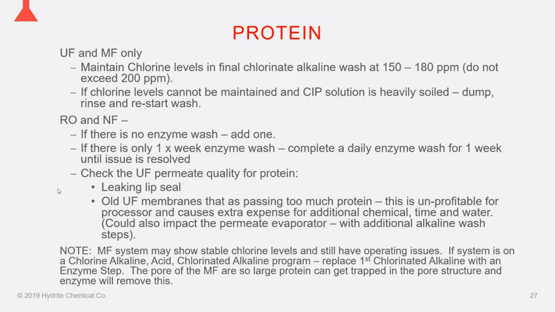Just a small note at the bottom here, the chlorine in an MF system might be stable and still have a protein issue. And this kind of has to do with the fact that, if you'll remember, membranes wash at low pressures. So the goal is maximum flow, not maximum permeation. So it's kind of been shown that replacing one of those chlorinated alkaline steps with an enzyme step can be a successful solution to a fouled MF system that is seeing a lot of protein foulant.